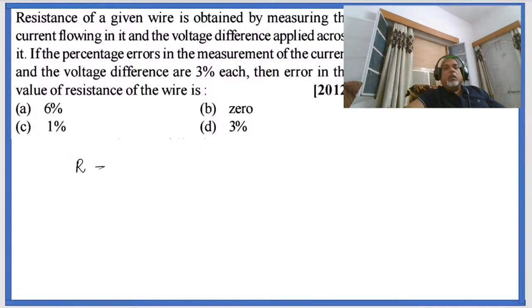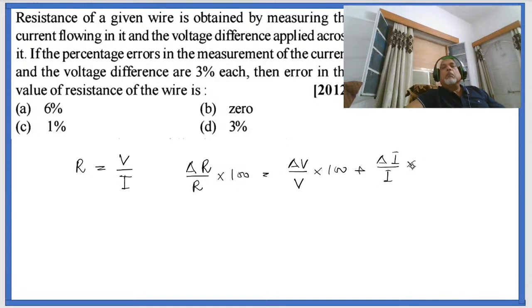What is your R? R is basically V upon I. So we can write it as delta R upon R; this is 3% given plus this is also 3%. That means, so your answer is correct.